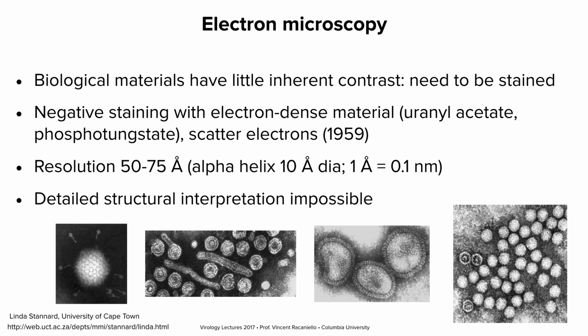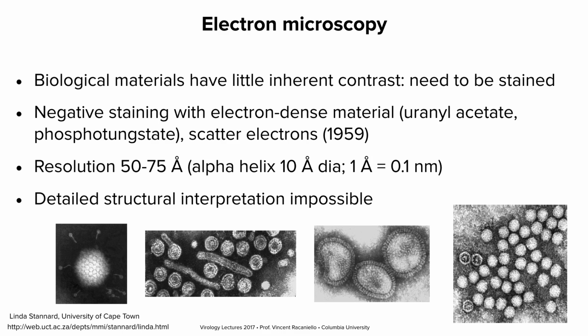And things like uranyl acetate, phosphotungstate, these are electron-dense materials. And that we figured out in 1959. It has a very low resolution, 50 to 75 angstroms. If you think about the alpha helix, 10 angstrom in diameter, that's not a lot of resolution. You can see overall structures, but you can't see any details.